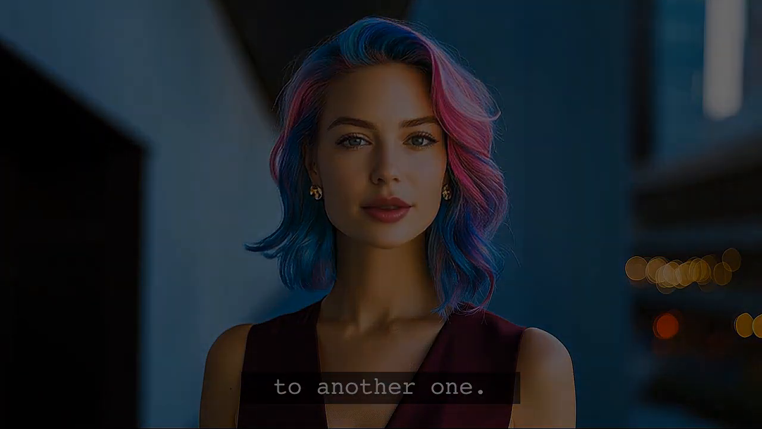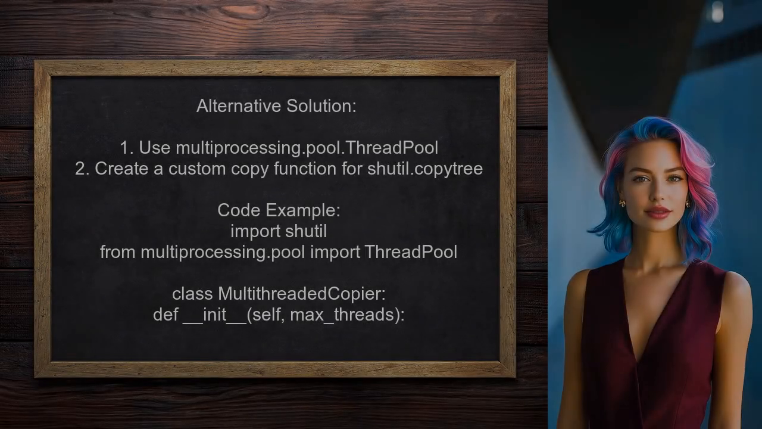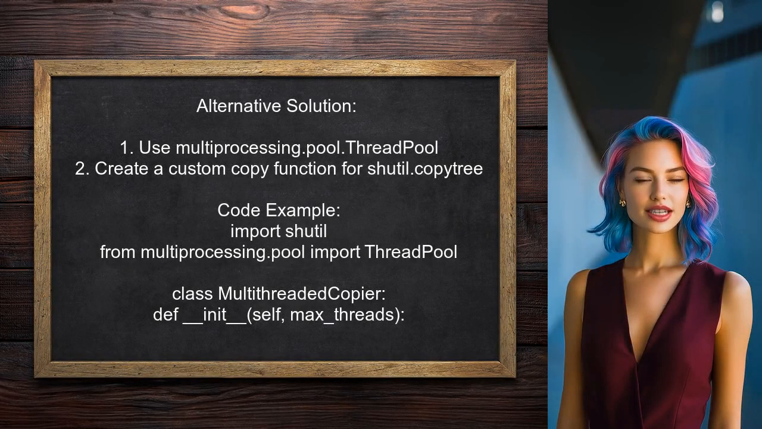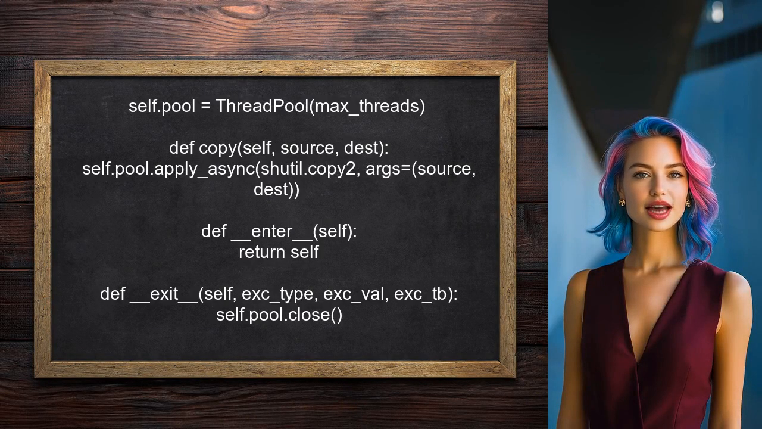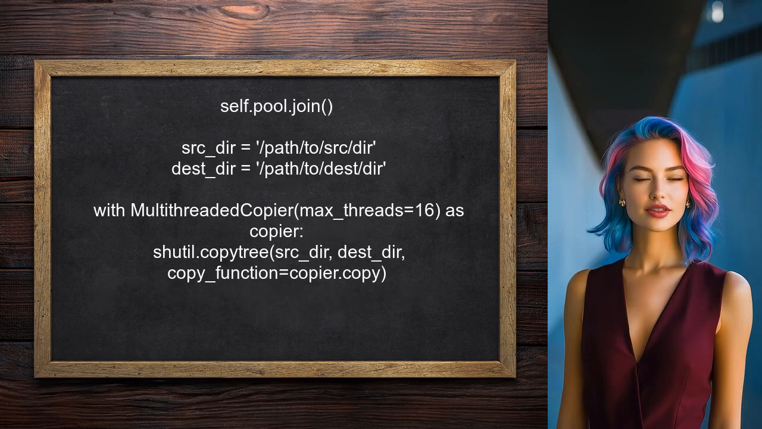Let's move on to another one. An alternative solution involves using a multithreaded approach with Python's thread pool. This method simplifies the process of copying a directory tree by leveraging multiple threads to speed up file copying.